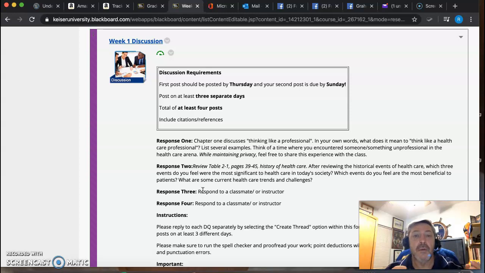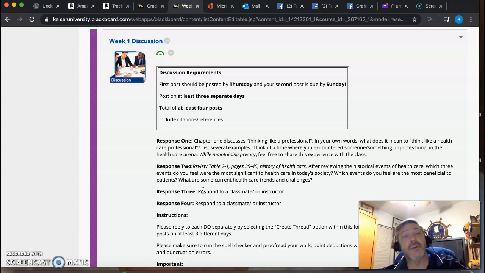So if you post 4 separate posts on 3 separate days, so you answer the question on Thursday, you answer a question on Friday, and maybe you do 2 separate posts on Saturday, or a post on Saturday and a post on Sunday, then you've done the 4 separate posts on 3 separate days. That gets you a grade of good, which the total points possible on that is 19.